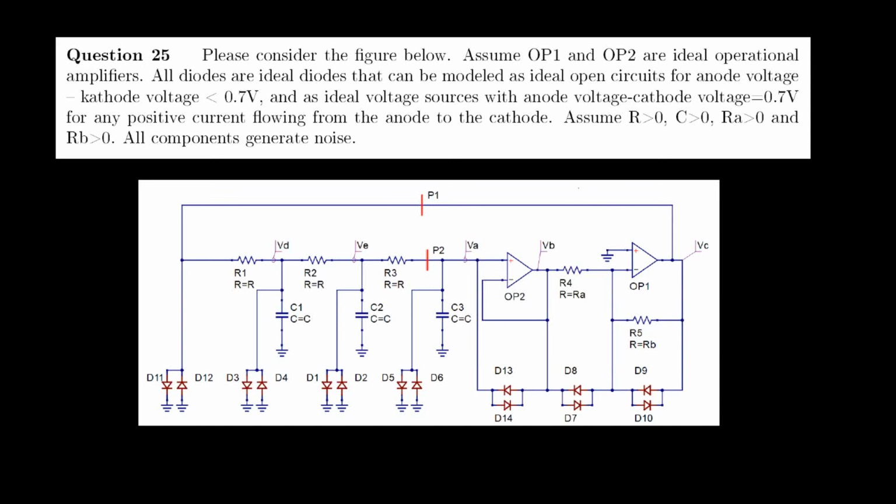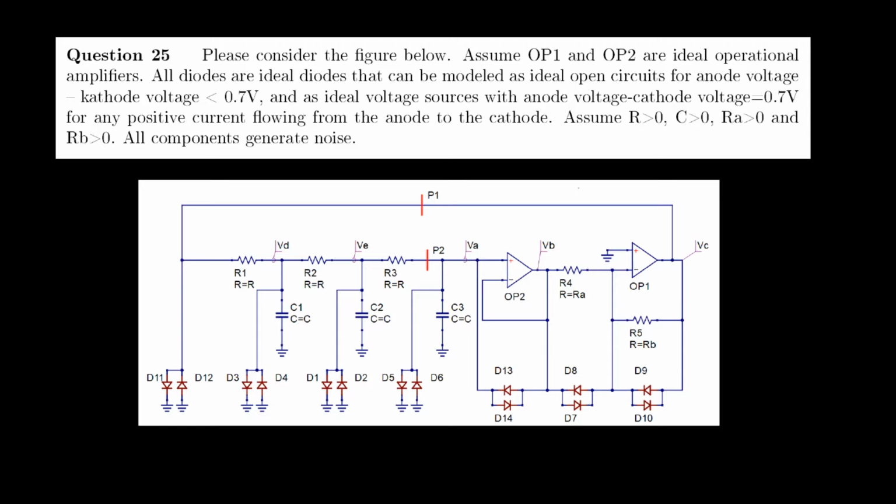This video will discuss question 25. Please consider the figure below. Assume OP1 and OP2 are ideal operational amplifiers. All diodes are ideal diodes that can be modeled as ideal open circuits for anode voltage minus cathode voltage smaller than 0.7 volts, and as ideal voltage sources with anode minus cathode voltage of 0.7 volts for any positive current flowing from the anode to the cathode.